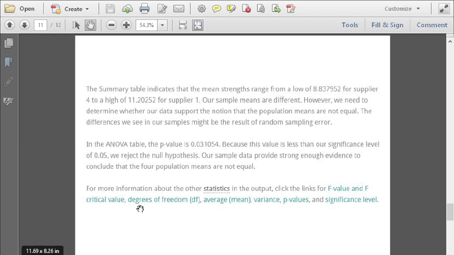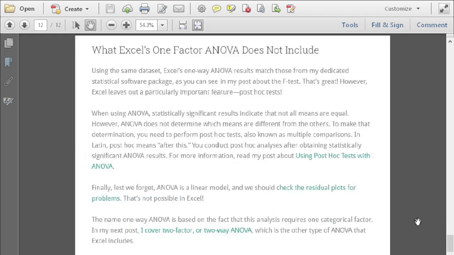So for more information about the other statistics in the output, check the documentation. Okay, so those are just some examples. So what does the Excel one-factor ANOVA not include? Using the same data sets, Excel one-way ANOVA results match those from dedicated statistics software such as SPSS, and there is other software as well. As you can see, there is no post hoc test.